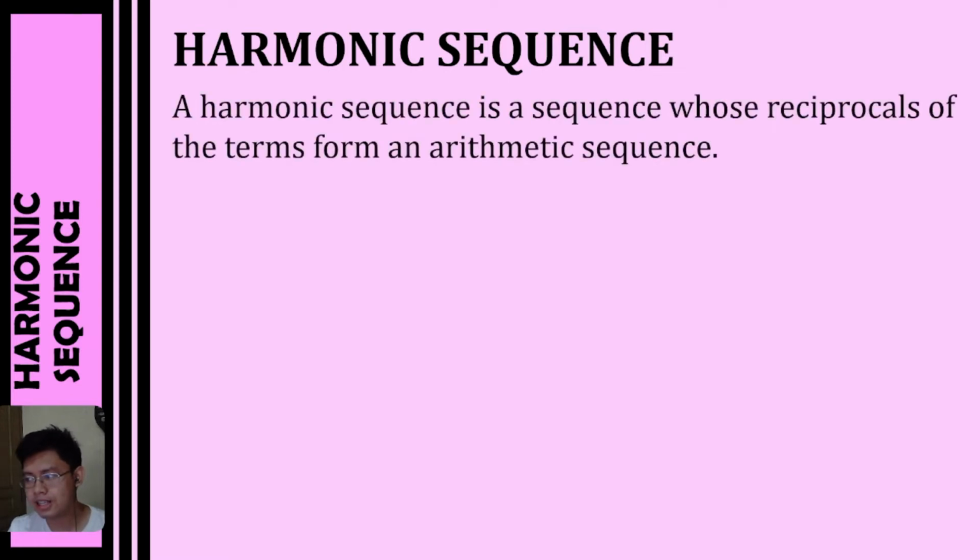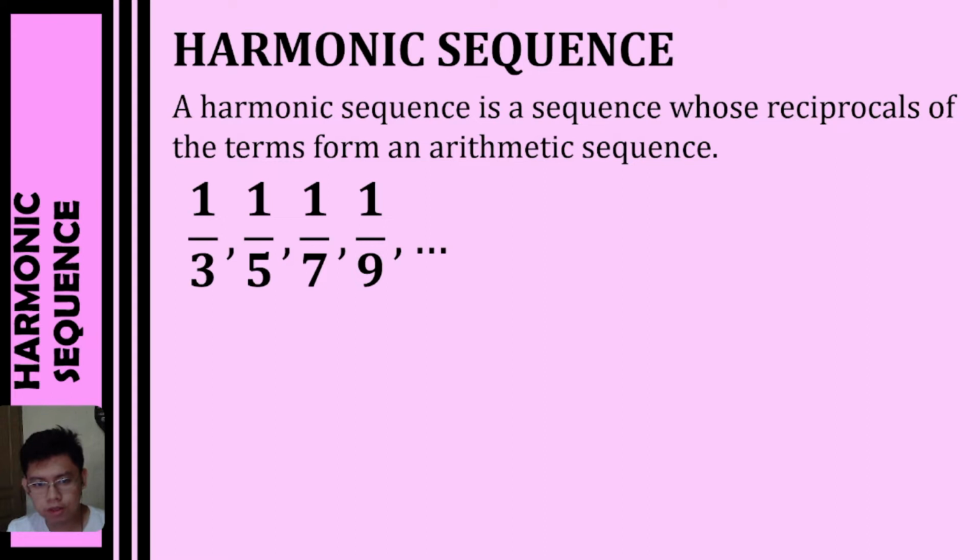Alright, what is a harmonic sequence? A harmonic sequence is a sequence whose reciprocals of the terms form an arithmetic sequence. So for example, we have 1/3, 1/5, 1/7, 1/9, and so on and so forth. This is our harmonic sequence.